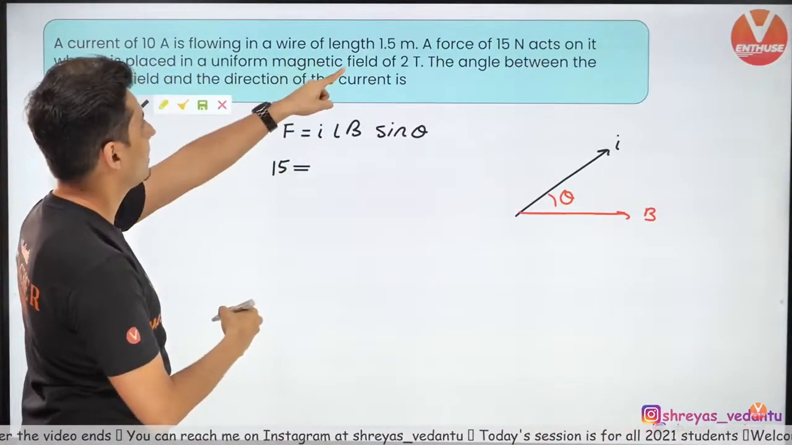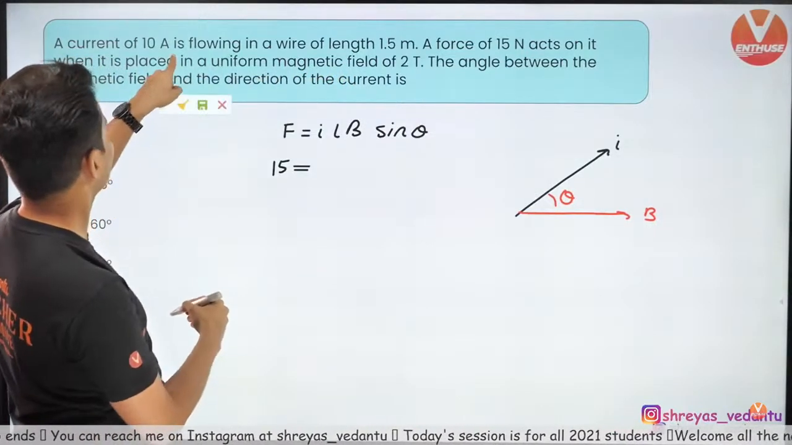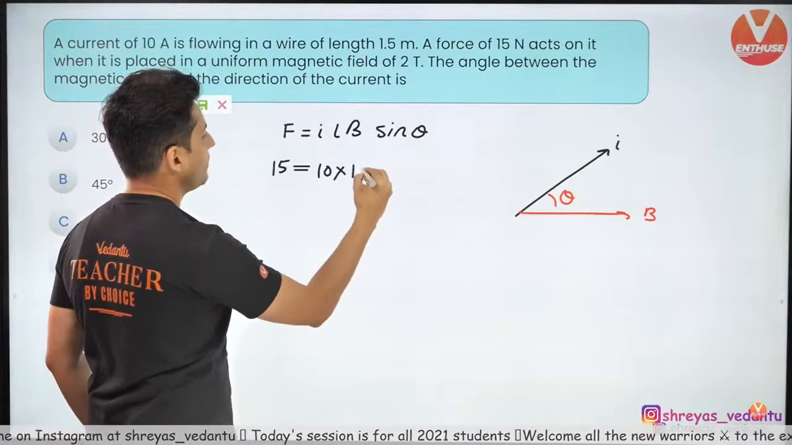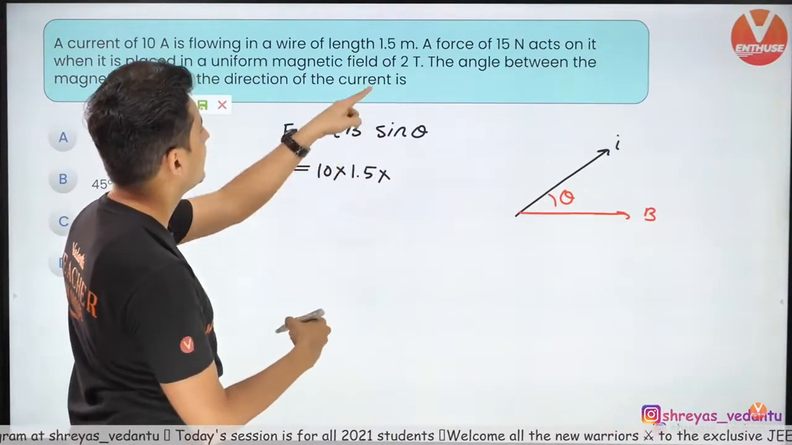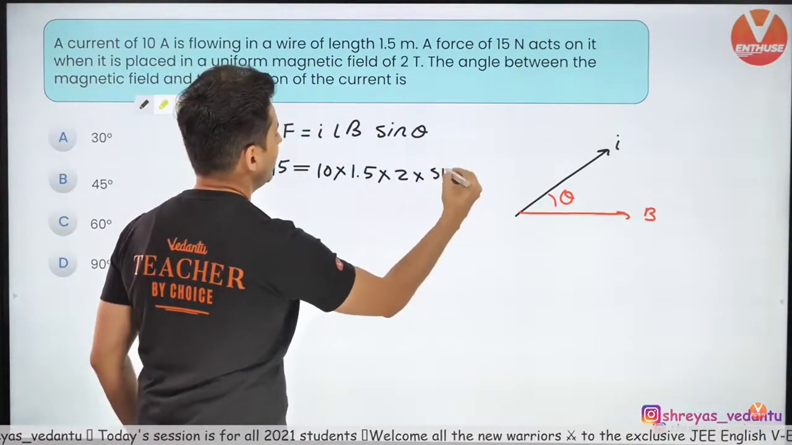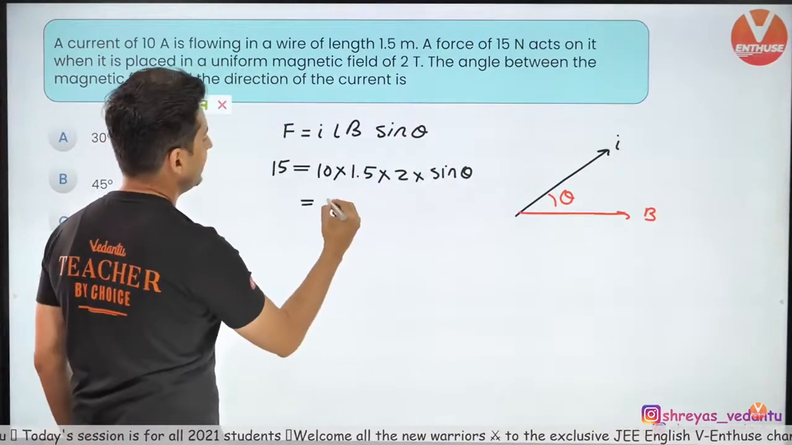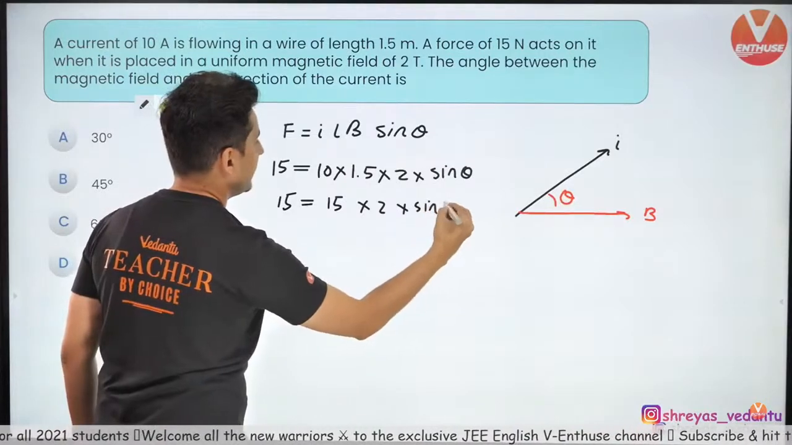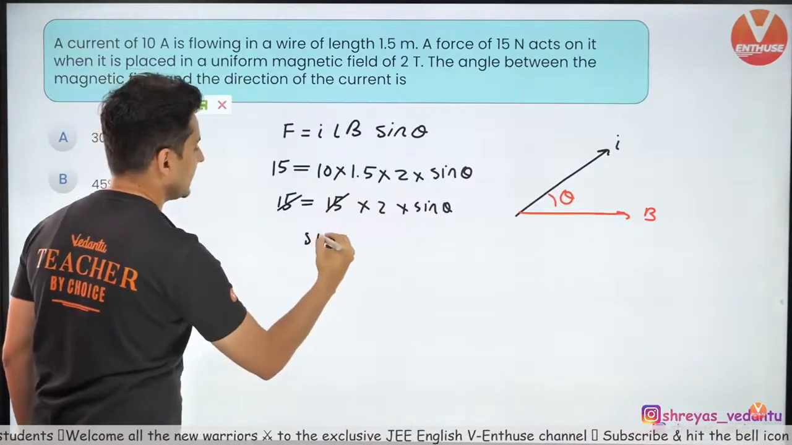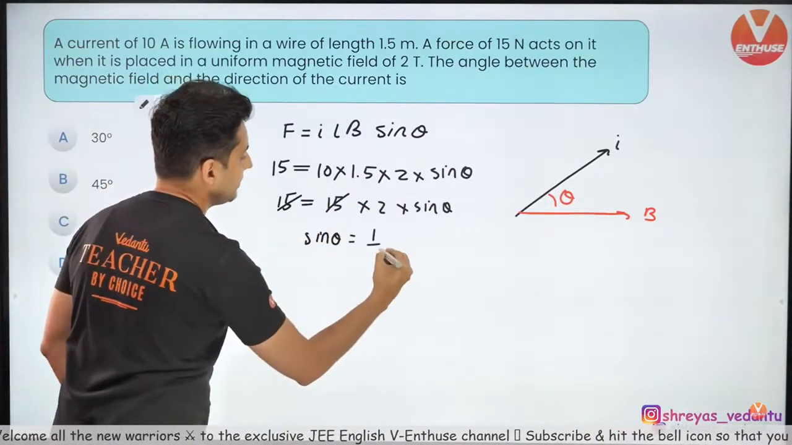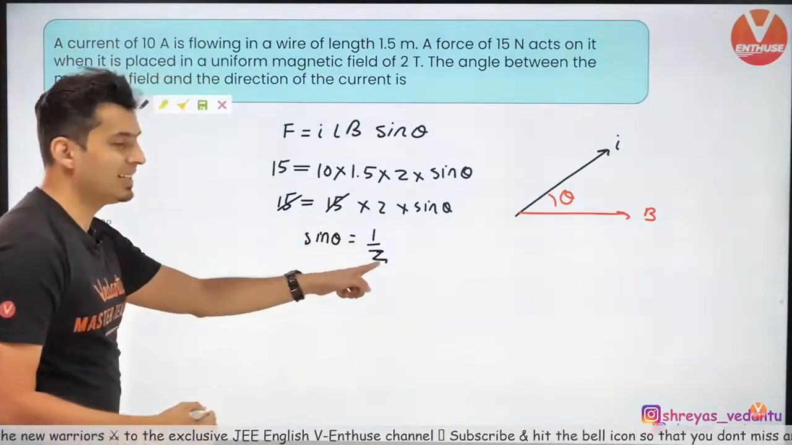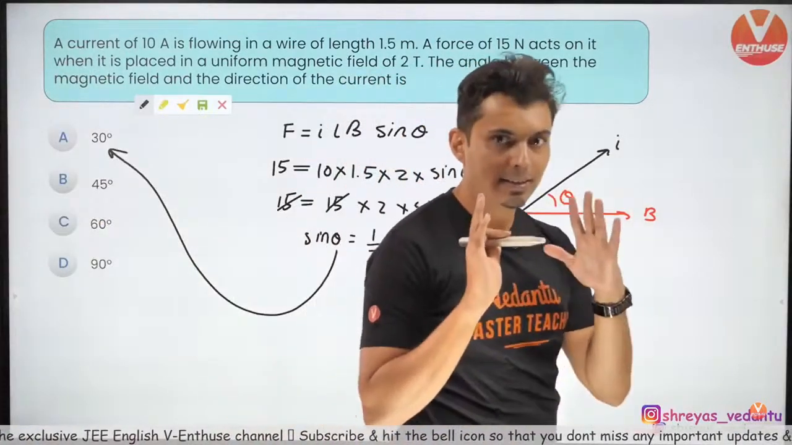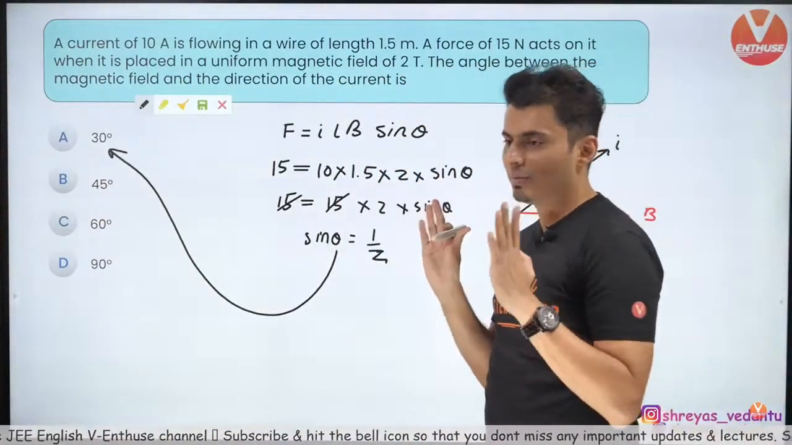What is the current? The current is 10. What is the length? The length is 1.5. What is the field? Field is 2. Sine theta, I don't know. 1.5 into 10 is 15. This is also 15 into 2 into sine theta. So 15 goes. So sine theta, take that 2 below, it will become 1 by 2. Whose sine theta is half? Obviously theta is 30 degrees. That's it. Done.